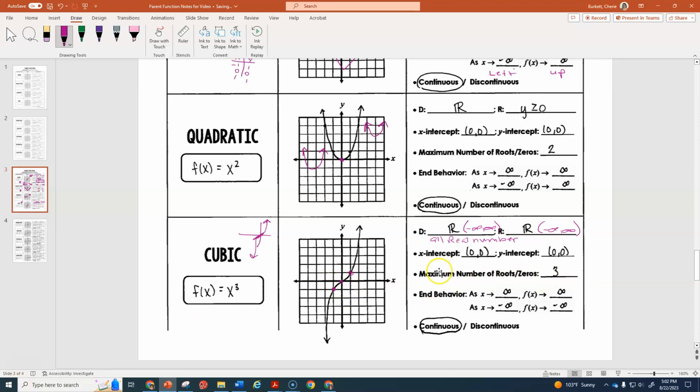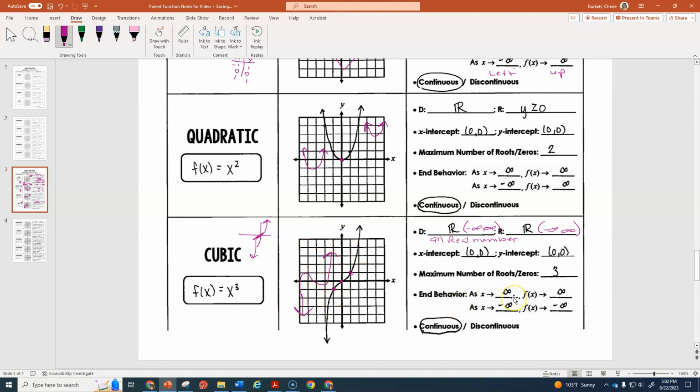This one can cross the x-axis at most 3 times. Now this one's only crossing it once, so it's like the others. It doesn't have to cross it 3 times, but I could have a cubic that looks like this. So it kind of passes it. There's one x-intercept, there's a second x-intercept, and then there's a third. But that's the most it can do. We'll study a lot more about cubics and other graphs that have these humps and turn around and all that kind of stuff when we study polynomials.